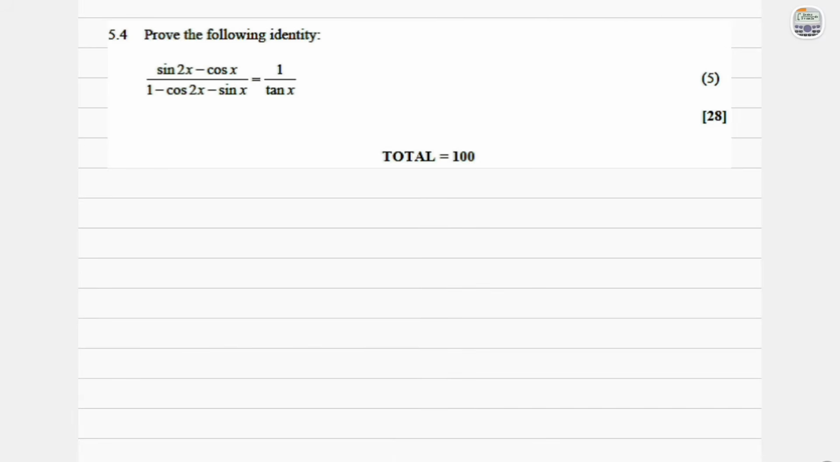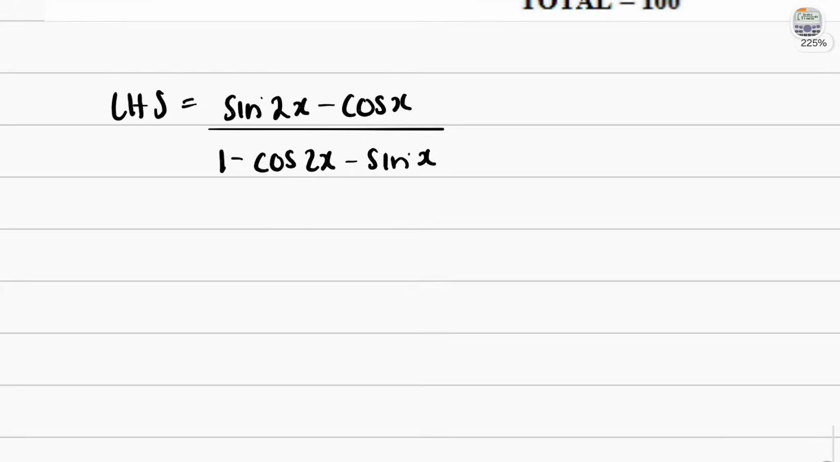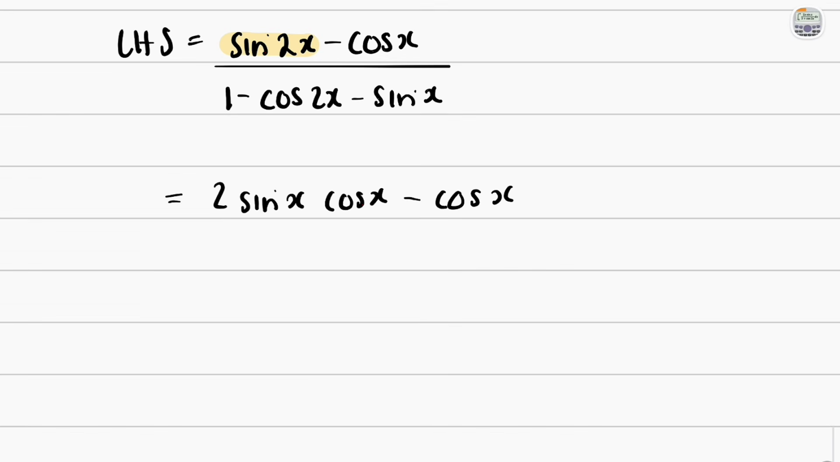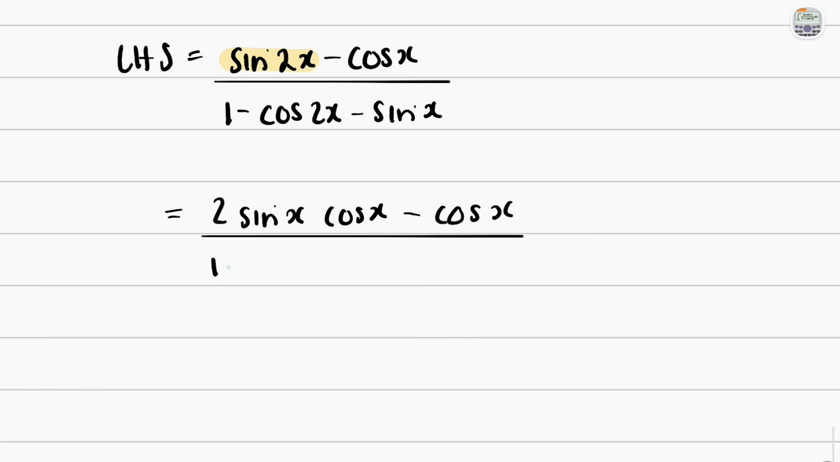Question 5.4 says, prove the following identity. Okay, so we've got a left-hand side and a right-hand side, and we can see that we can actually take the left-hand side further. Okay, so you see that in the numerator, we have sine 2x, which we know can only change to 2 sine x cos x. Okay, so you can see that there's a common factor of cos x. And now we have 1 minus.